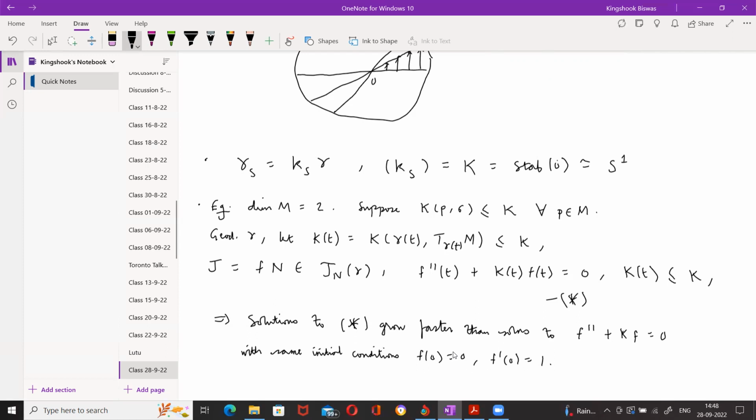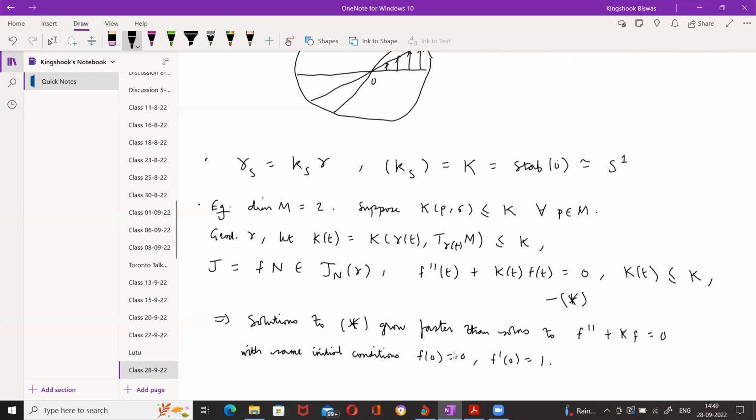Have you seen this kind of result before in your classical ODEs? Okay, fine. Rudroda, maybe you're familiar with such results? Yeah, I've seen it. This is just to remind you that we're going to prove a general comparison result for Jacobi fields. The idea is that in a manifold of curvature bounded above by k, Jacobi fields will grow faster than Jacobi fields in a space of constant sectional curvature k. That's what we're going to show.